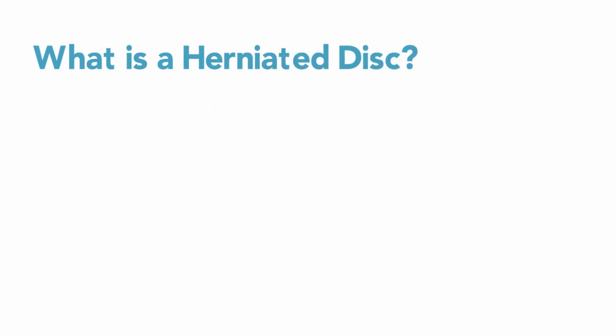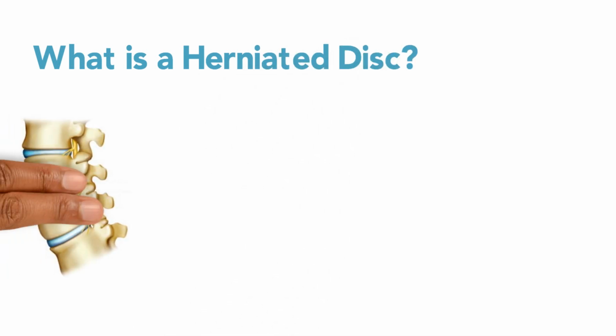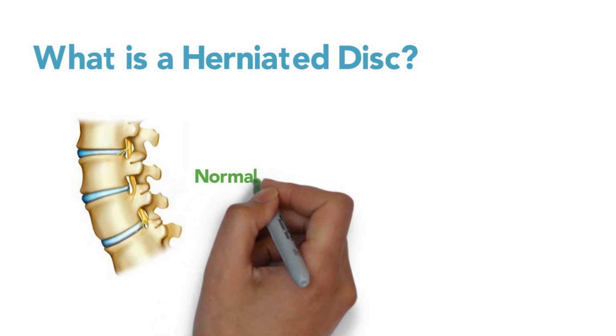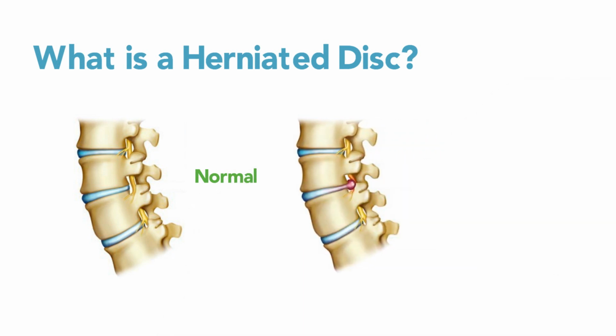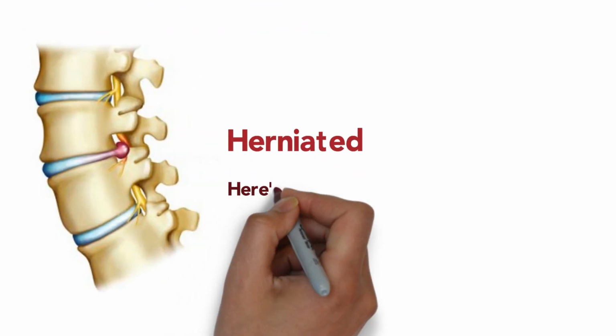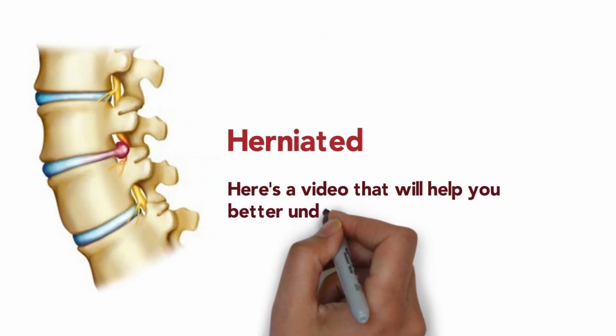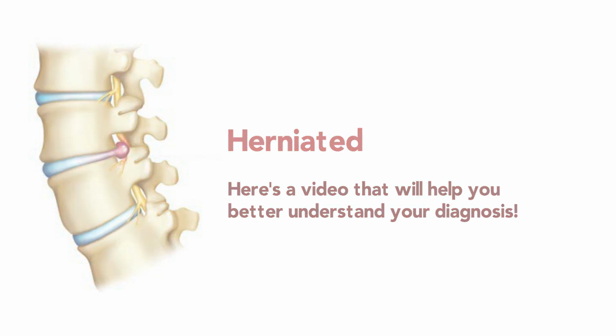So first, what have you been diagnosed with? A herniated disc is a protrusion or displacement of one of the discs in your spine. To give you some background, let's watch a video that will walk you through what a lumbar herniated disc is.